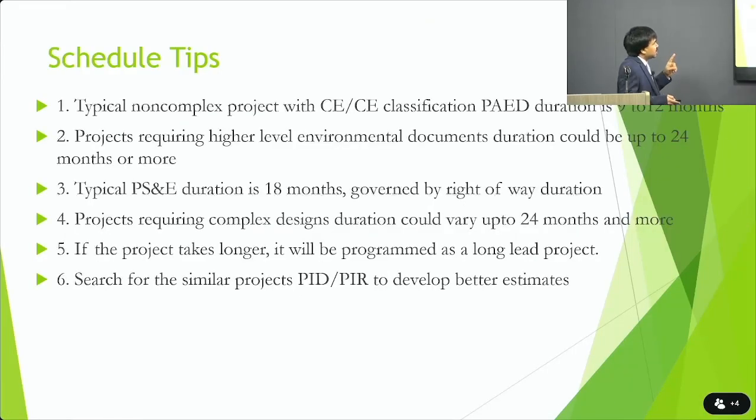Right, schedule tips. Typically, most of the projects would have 9 to 12 months if it falls into the CEC classification, and there are times it could go more than 12 months if it's a complex project. Your PSND is 18 months. It is governed by the right-of-way requirements, and as I said, that's a typical timeline, but it depends on the project. How complex the project is, it could vary.